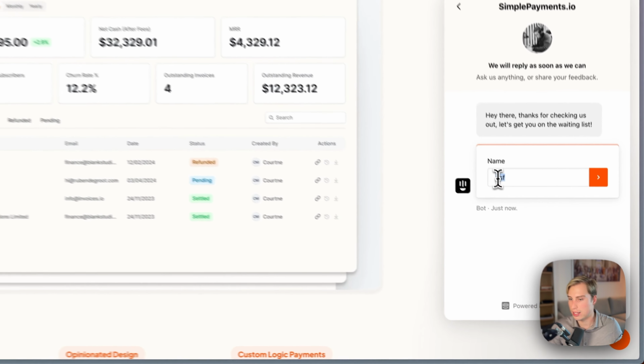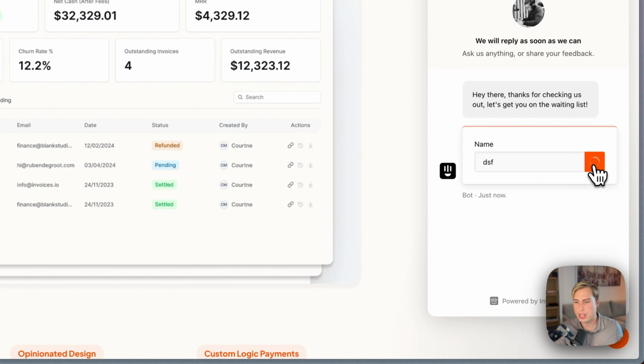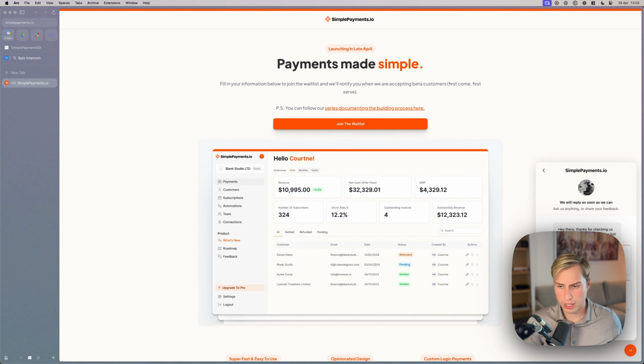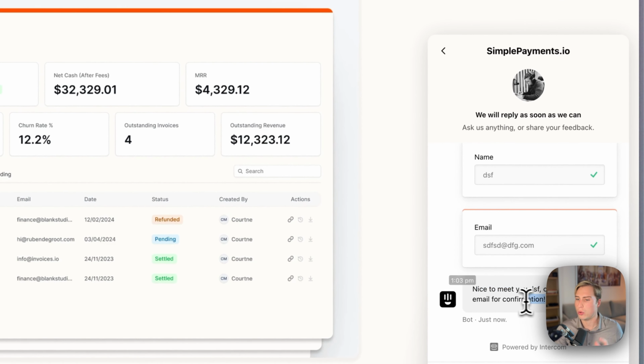So when I was filling this out, I obviously entered a random name, right? And after that, it should now prompt me for my email, which it has done. But you can see it has filled in my email automatically because it already knows who I am, because we're using Clearbit to pick up on the IP addresses. And then it says, nice to meet you. Check your email for confirmation, all right?